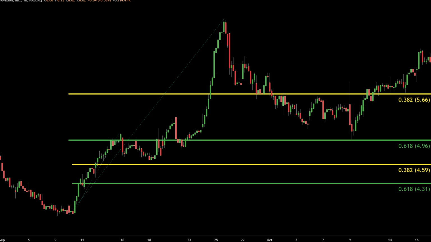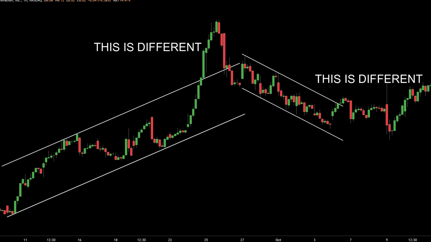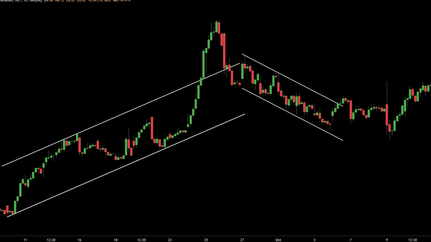Even using trend channels can help you find these changes of character. Now, these are subtle differences, right? If you can find them, you will often find that these precede major moves.